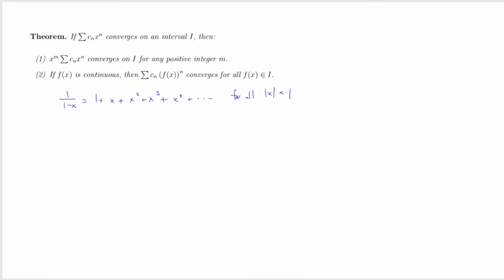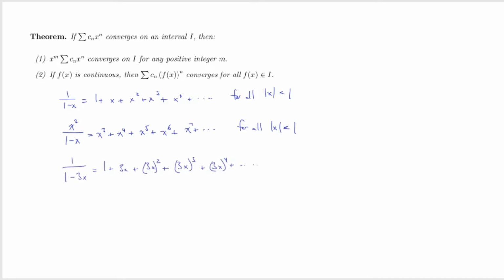We know that 1 over 1 minus x can be written as a power series. It's the power series 1 plus x plus x squared plus x cubed, etc., and on forever, and that converges for all absolute value of x less than 1. The first part of this theorem says I can multiply that power series by, for example, x cubed. And now I have a power series for x cubed over 1 minus x. X cubed over 1 minus x is x cubed plus x to the 4th plus x to the 5th plus x to the 6th, etc., and on forever. And it converges for all absolute value of x less than 1.